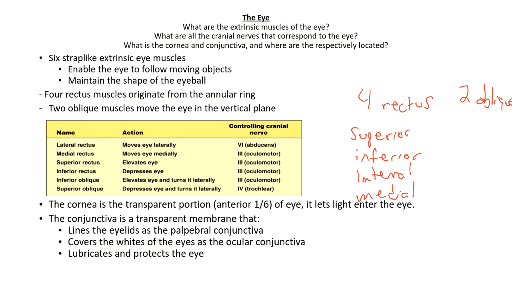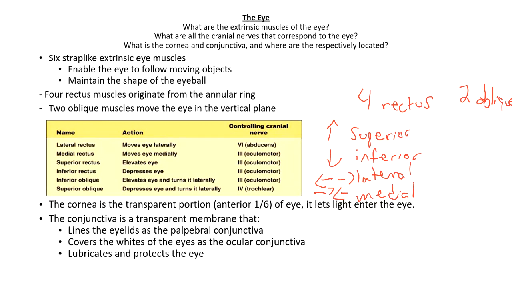So the superior rectus moves your eye up. Inferior rectus moves your eye down. Lateral rectus moves your eye laterally, so away from the median. Okay? Medial moves it towards the middle or the median. So if you look towards your nose, that's your medial rectus allowing you to do that. If you look away from your nose to your left or right, then that's your lateral rectus.